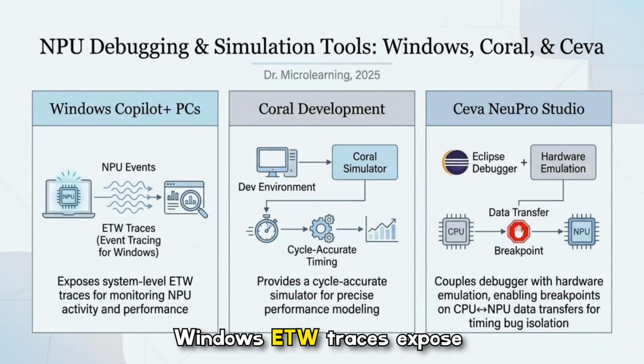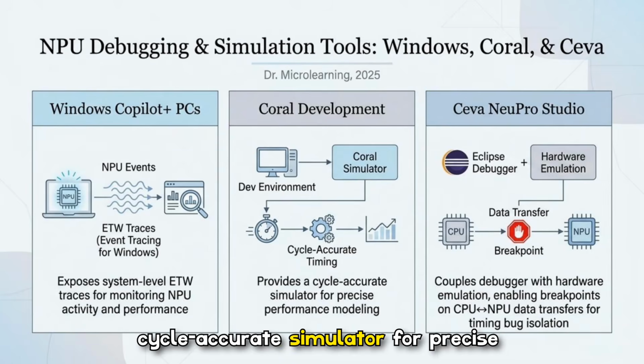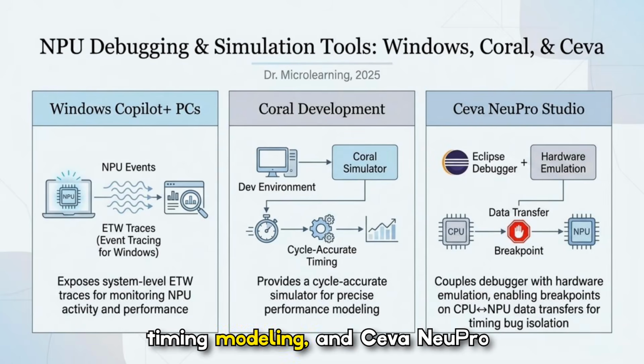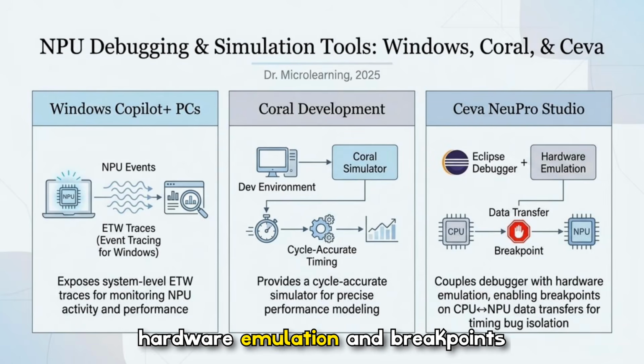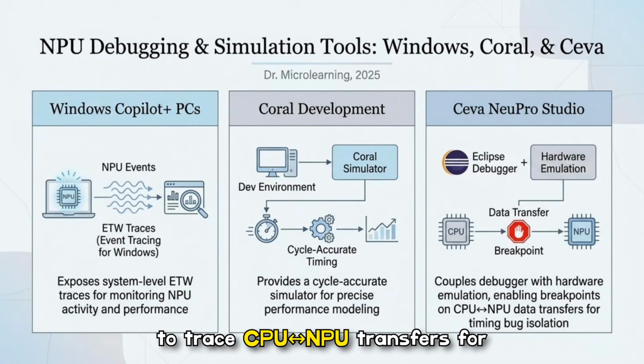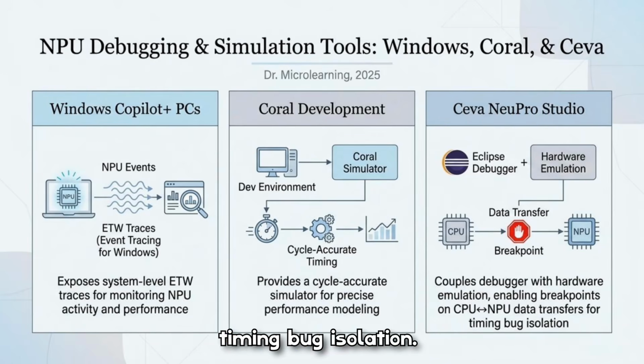Windows ETW traces expose system-level events and NPU activity, Coral offers a cycle-accurate simulator for precise timing modeling, and Sivaco Nupro Studio couples a debugger with hardware emulation and breakpoints to trace CPU-NPU transfers for timing bug isolation.